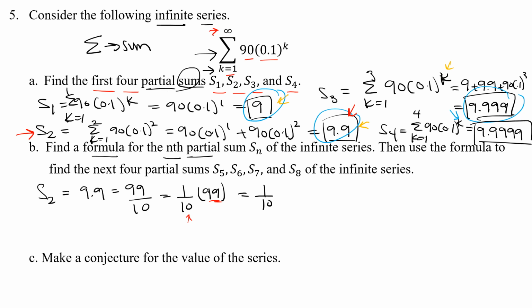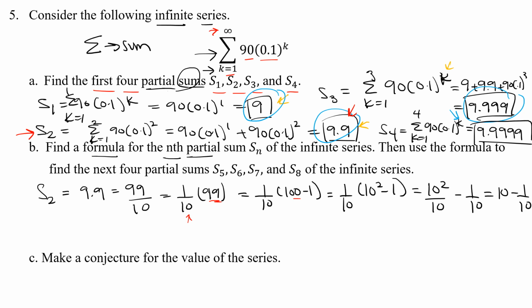Well, 99 is the same thing as 100 minus 1, okay? So you can start seeing how we can then take this 100 and relate it to this 10 on the bottom. So we can say this is the same thing as 1 over 10 times 10 squared minus 1. Okay, well, if we were to distribute this through, 10 squared over 10 minus 1 over 10, okay? Well, simplify this. This is just 10 minus 1 over 10, okay? Because, of course, that 10 squared over 10 simplifies to just 10, okay?